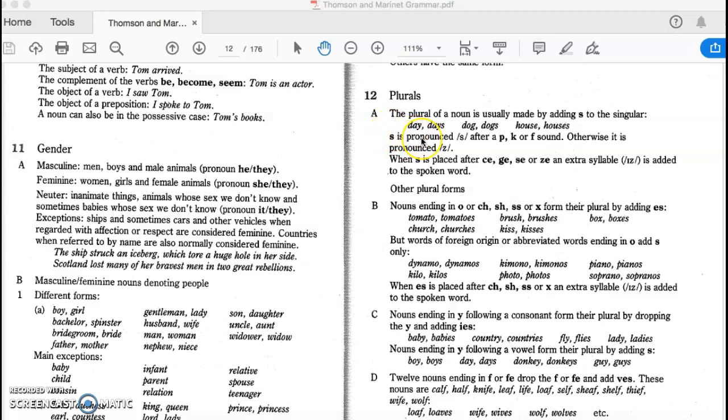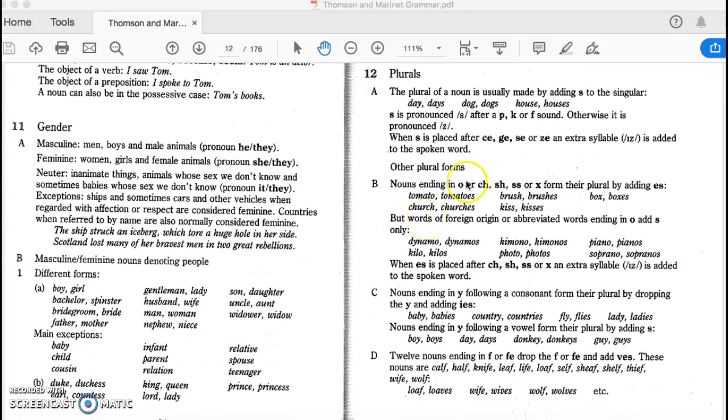So as you know, in English, you usually add the letter S at the end of a word in order to form the plural of the word. 1 day, 2 days. 1 dog, 2 dogs. 1 house, 2 houses. The nouns ending in sounds that cannot be heard if you add an S, sounds like ch, sh, s, x, add es.